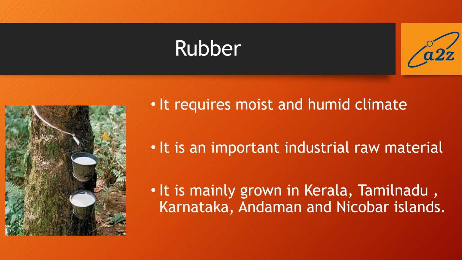Next is rubber. It requires moist and humid climate. It is an important industrial raw material. It is mainly grown in Kerala, Tamil Nadu, Karnataka, Andaman and Nicobar Islands.